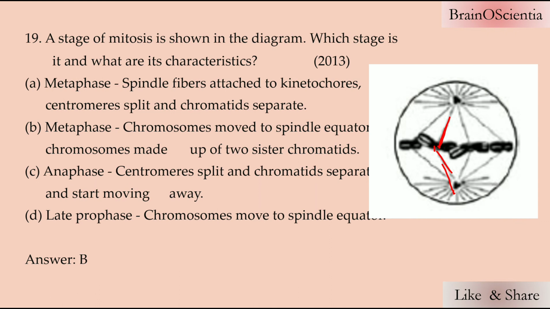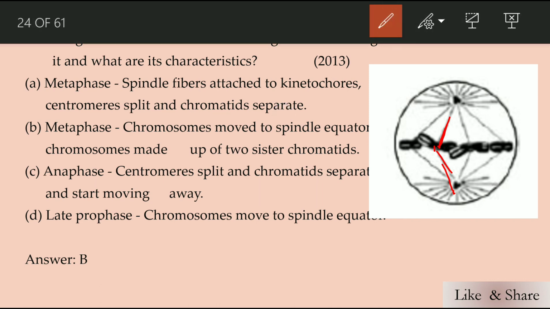A stage of mitosis is shown in the diagram. Which stage is it and what are its characteristics? From the diagram we need to answer the question. Look at the diagram. All the chromosomes lie at the equator, that means the cell is in metaphase stage. Each of the chromosomes is attached to the spindle fibers arising from the centrioles, and these chromosomes are made up of two sister chromatids. So the answer is option B.